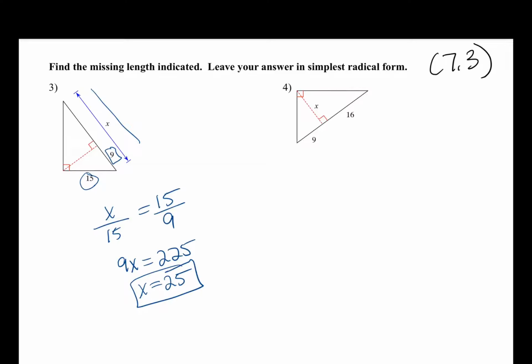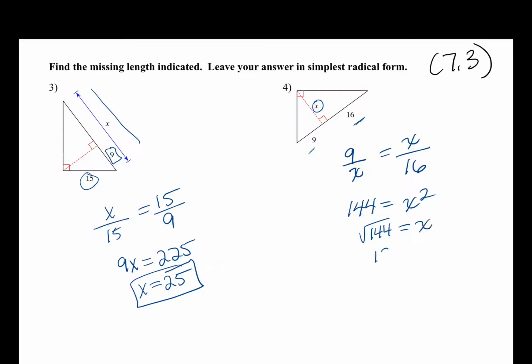Number 4 uses the geometric mean altitude theorem, which says the altitude is the geometric mean between the two resultant chunks of the hypotenuse. So number 3 is chunk to whole, whereas number 4 is chunk to chunk. So the altitude x is the geometric mean between the two pieces of the hypotenuse. When we cross multiply, we end up with x squared equals 144. Take the square root of both sides, and then the square root of 144 is 12. All right, so 7.3 deals with those two theorems.